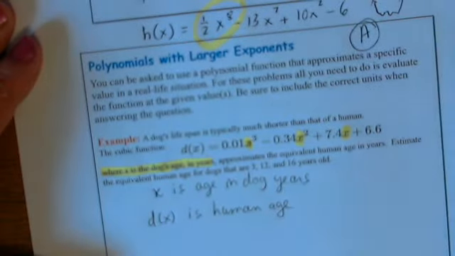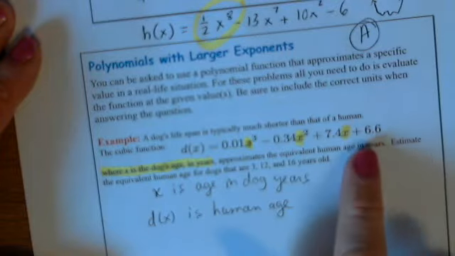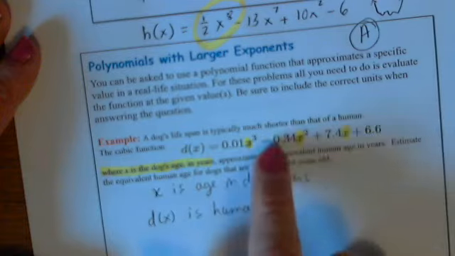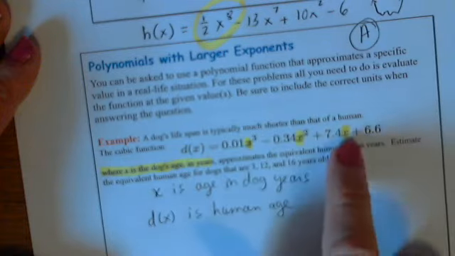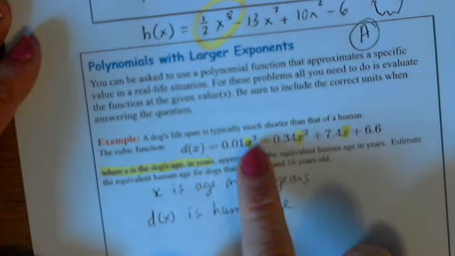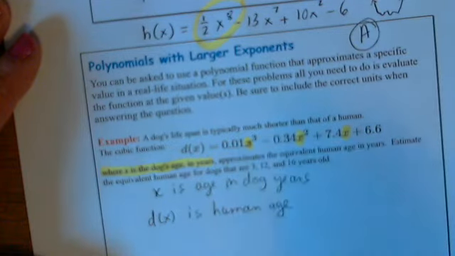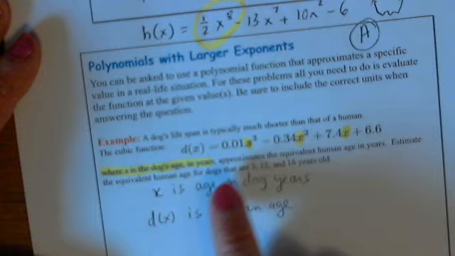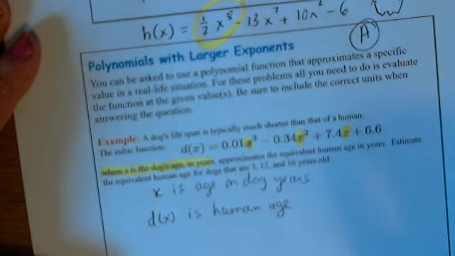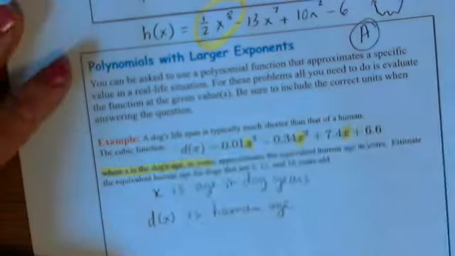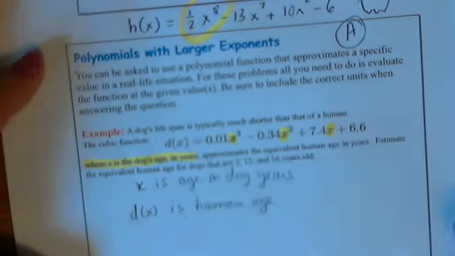And I'll let you in on a little secret. When working with these really large polynomials, you're not going to be asked to solve for the unknown on this side of the equation. You're not going to be asked to find x when you know d of x. It's almost always going to be the other way around. You're going to be given a value to put in for x, and you're going to plug and chug with your calculator and calculate the output. So these are actually very easy. They are just calculator problems.